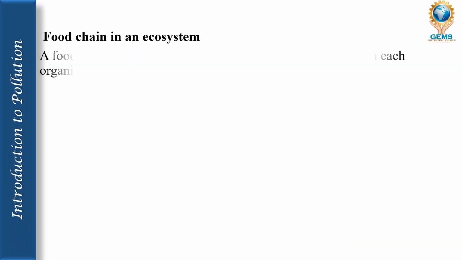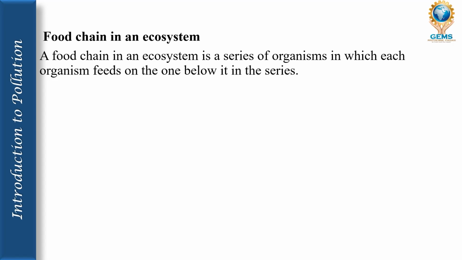Food chain and ecosystem. A food chain is, in an ecosystem, a series of organisms in which each organism feeds on the one below it in the series. So, what is a food chain? As we discussed in the lecture 1 video, that is ecosystem, the food chain is nothing but organisms depending on one another for their food. That is called the food chain in an ecosystem, wherein organisms depend on another living organism for their food and for their survival.